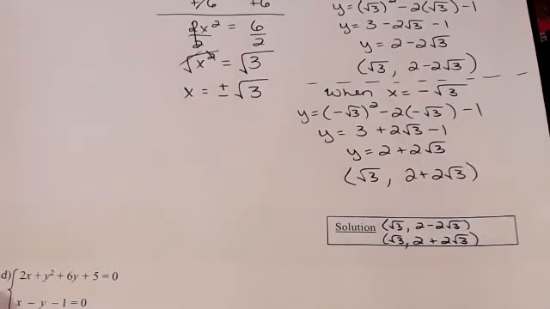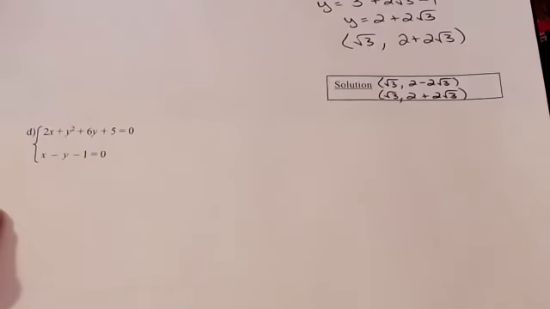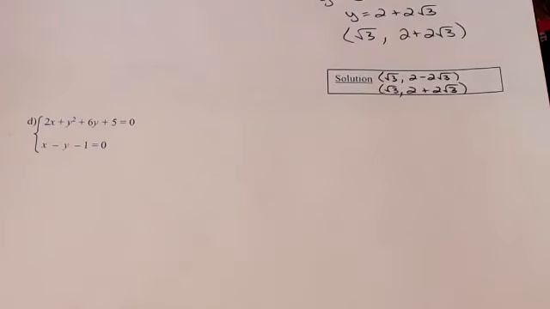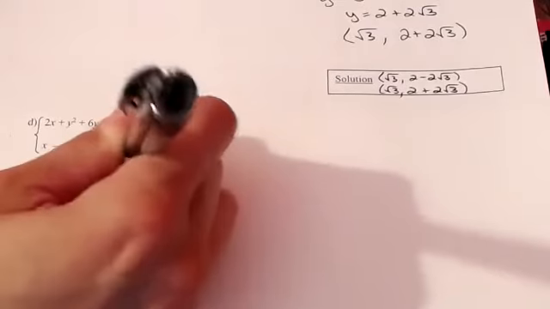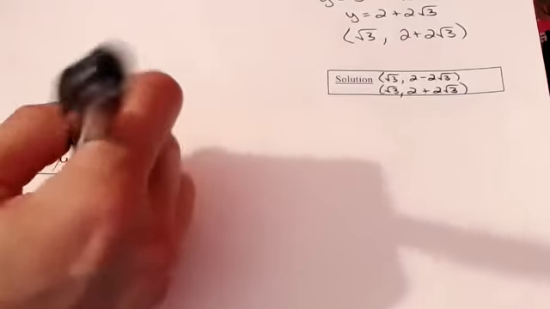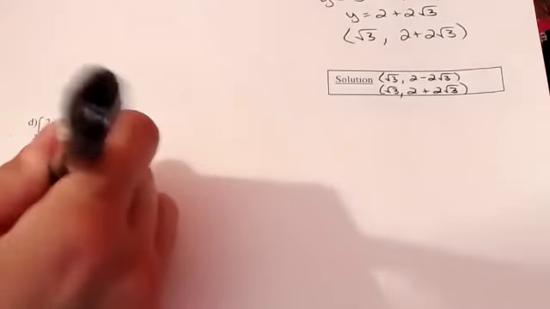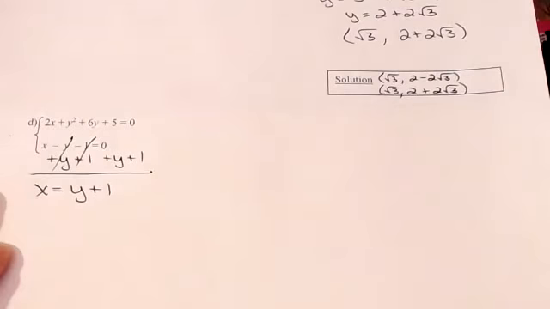How about we take a look at one more? So for part D, notice we have 2x plus y squared plus 6y plus 5 is equal to 0. And then we have x minus y minus 1 equals 0. I'm going to actually solve for x since I only have one x here. So might as well get x alone so I could just plug that in. In order to do so, I'm going to add the y and add the 1. So that means my second equation is x is equal to y plus 1.